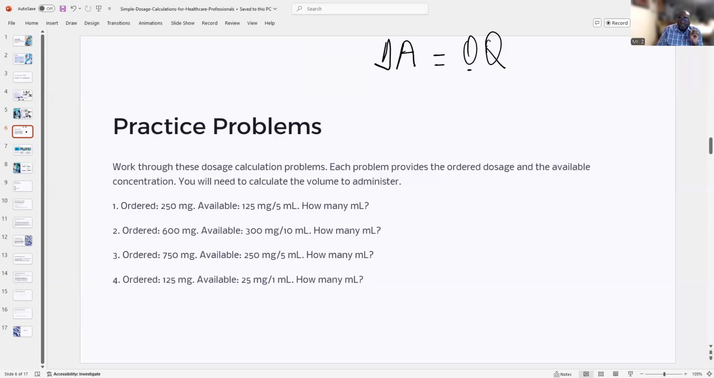Now, this is your master formula. But since here you are looking for dosage, I have to divide both sides by available.